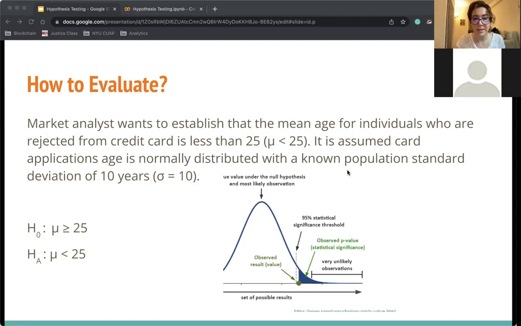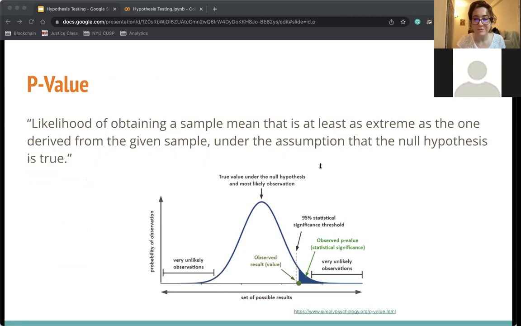But now let's talk about this p-value. And again, this is the likelihood of obtaining a sample mean that is at least as extreme as the one derived from the given sample, under the assumption that the null hypothesis is true. So now bringing this to our area under the curve, we have this p-value to express this probability of obtaining a sample mean that is extreme enough to be considered significant.